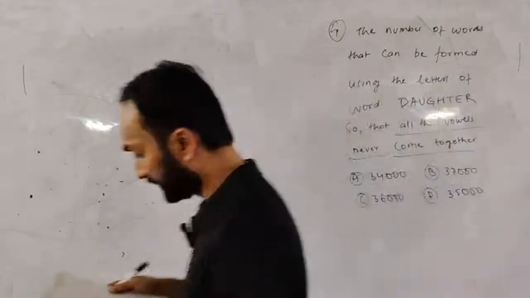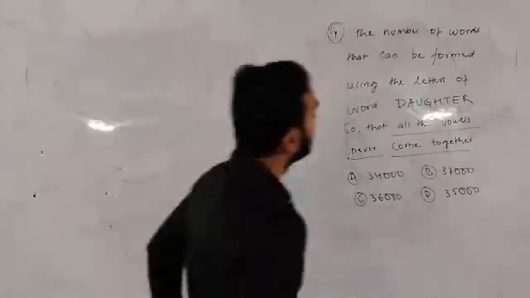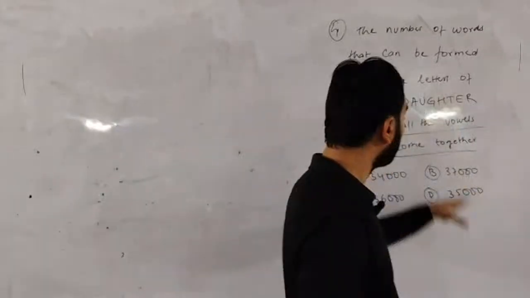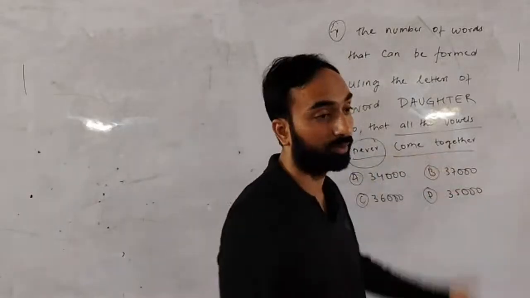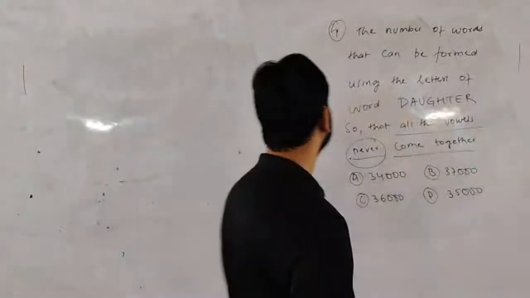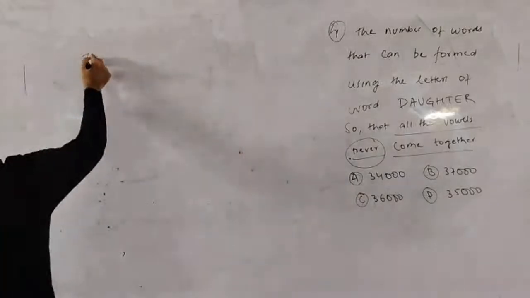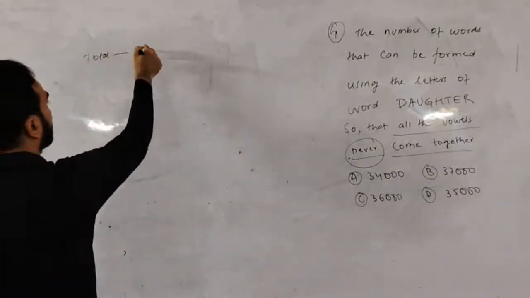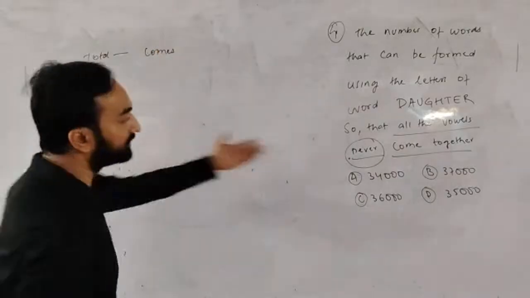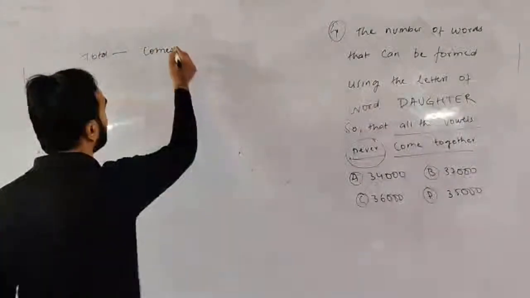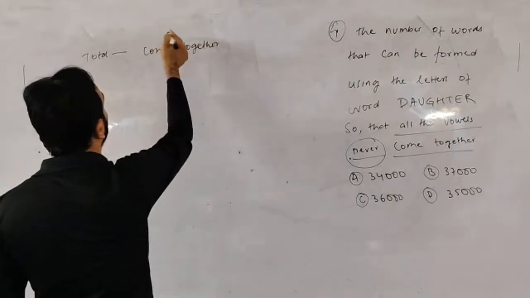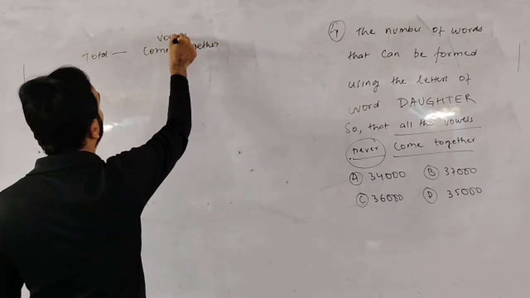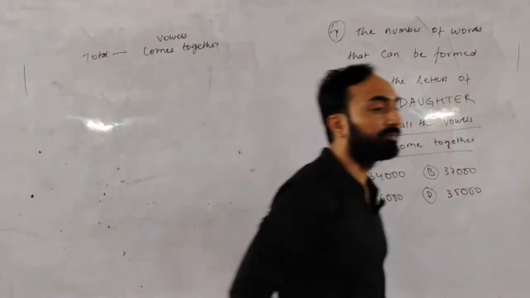Now just see. In the previous question, we subtracted the condition where it was favorable from the total condition. Again, they have asked never come together, so we will take the total condition minus where the vowels come together. That will give us the never-come-together case.